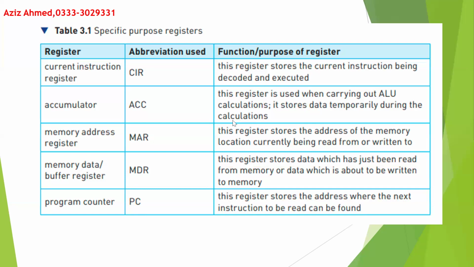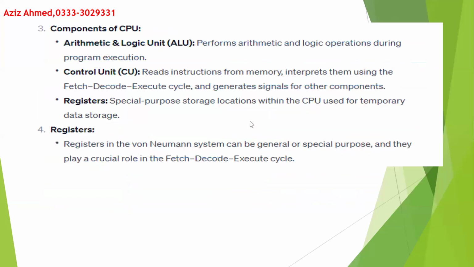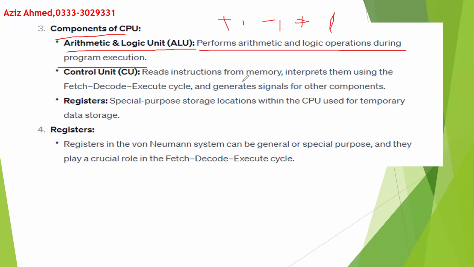So again, go back. Here you can see the components of the CPU. The first one is the ALU, which performs arithmetic and logic operations during program execution. Just as I told you, plus, minus, multiply, or divide. These kinds of operations are done by the ALU. The control unit reads instructions from memory. This is fetch. Reading or getting an instruction from memory is called fetch.